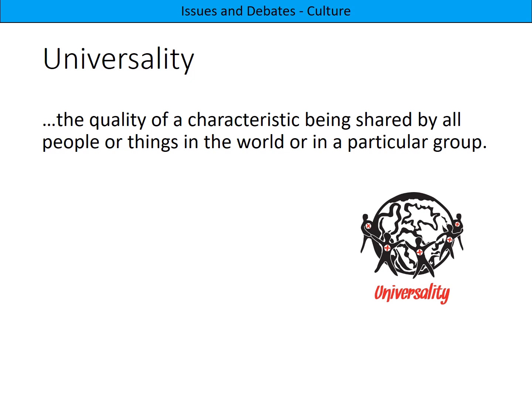Universality is the quality of a characteristic being shared by all people or things in the world or in a particular group. An example of this might be that all babies show smiling and crying behaviours, and facial expressions are universal worldwide.